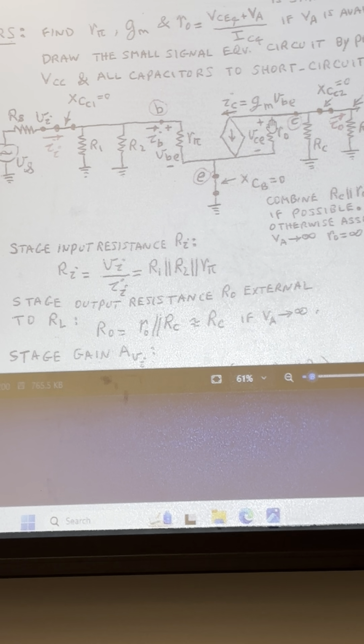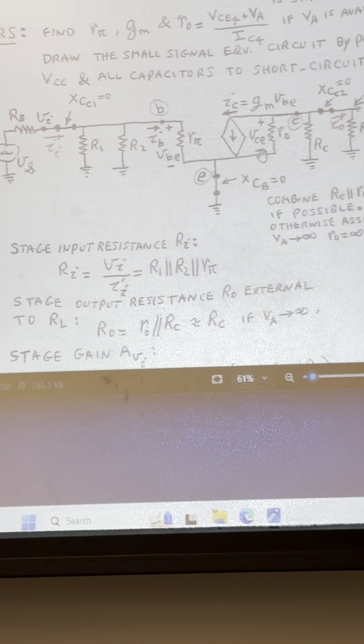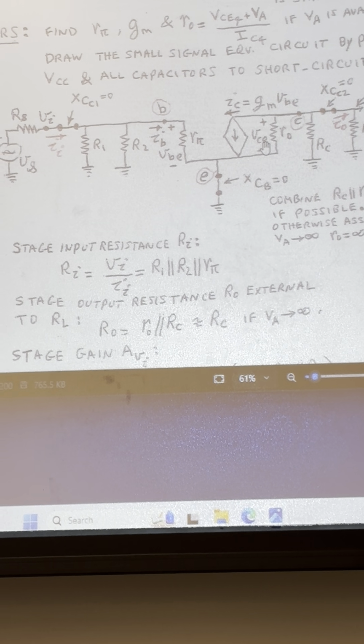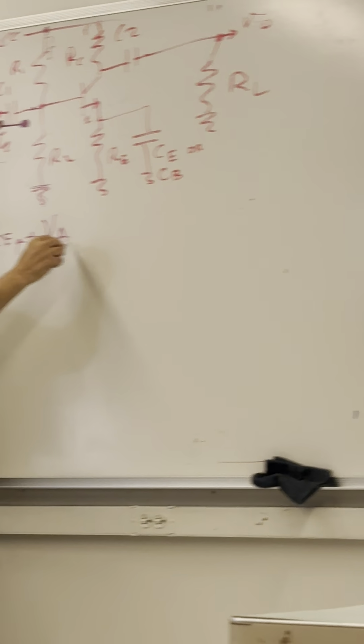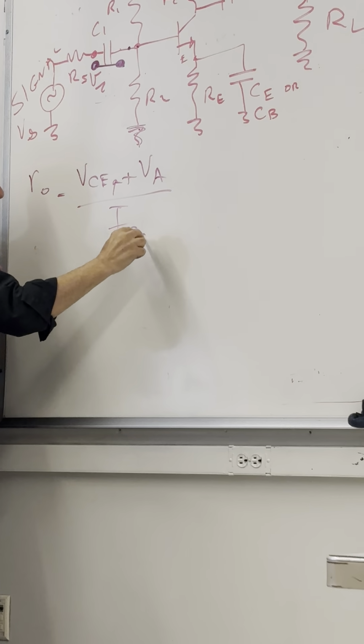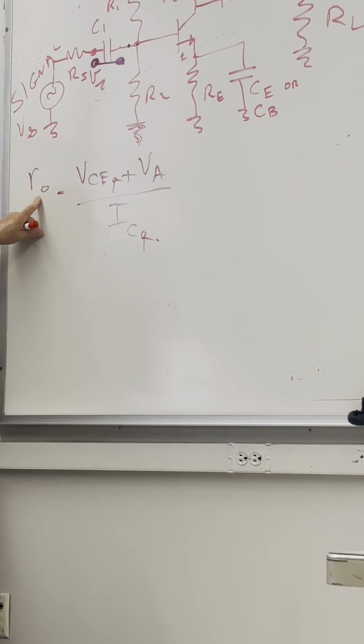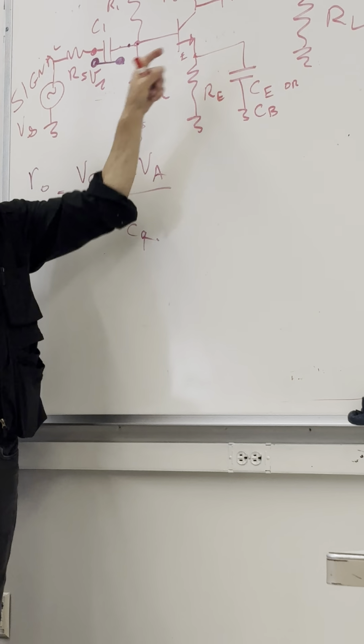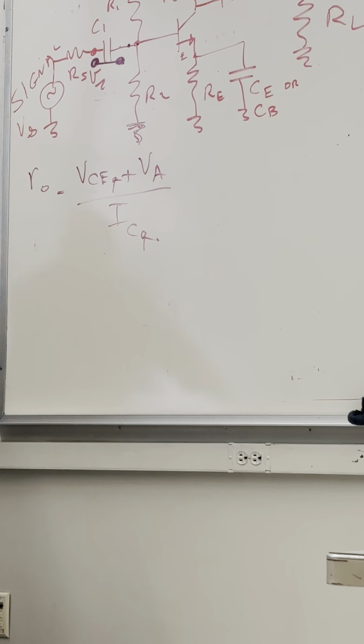Then you have RO, which is the collector to emitter resistance of the transistor, and that is coming from those slopes. Remember, RO is equal to VCE quiescent plus the early voltage divided by IC quiescent. That's the dynamic resistance between the collector and the emitter. If you have it, you put it there.